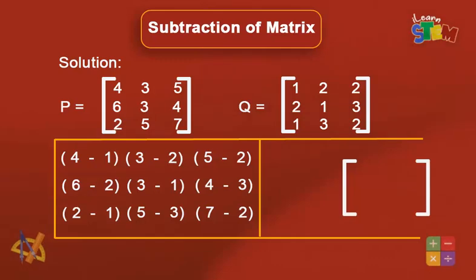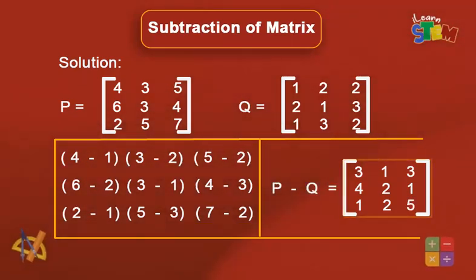Now, we subtract all. 4 minus 1 is 3. 3 minus 2 is 1. 5 minus 2 is 3. Moving to the second row. 6 minus 2 is 4. 3 minus 1 is 2. 4 minus 3 is 1. To the last row. 2 minus 1 is 1. 5 minus 3 is 2. 7 minus 2 is 5. Therefore, matrix P minus matrix Q is [3, 1, 3; 4, 2, 1; 1, 2, 5].